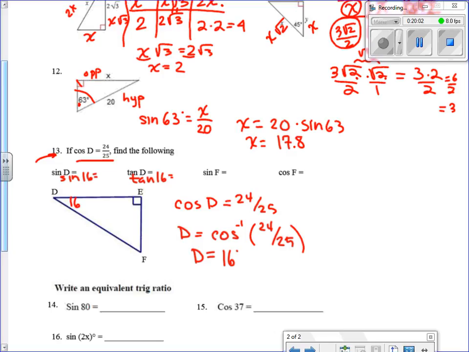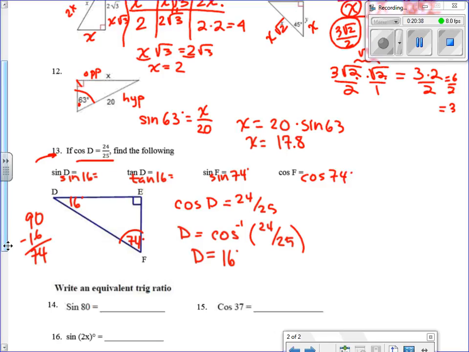So let's see, this is 16. Remember, f is the complement of 16. So what would the complement of that be? Remember, complementary angles add up to 90. So if I go 90 minus 16, then I will get the complement. So the complement is 74 degrees. So now I can do these. So this is the sine of 74 degrees, and this is the cosine of 74 degrees.